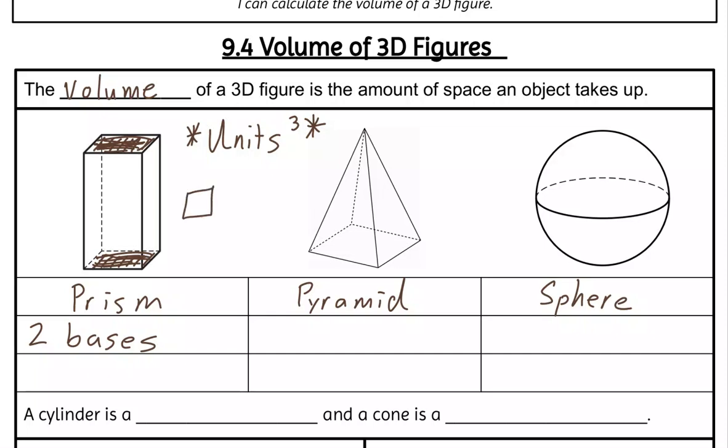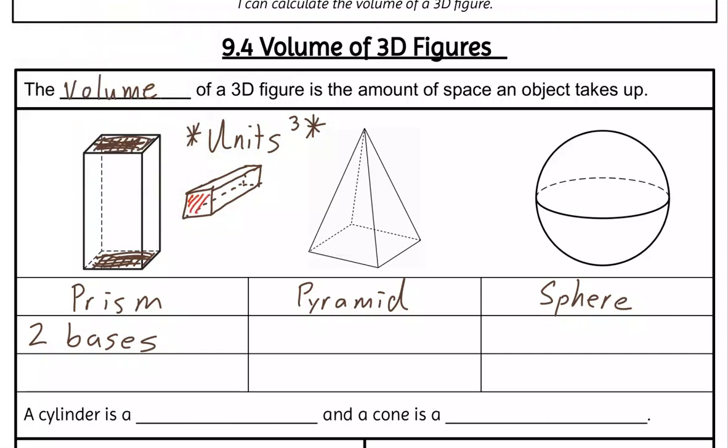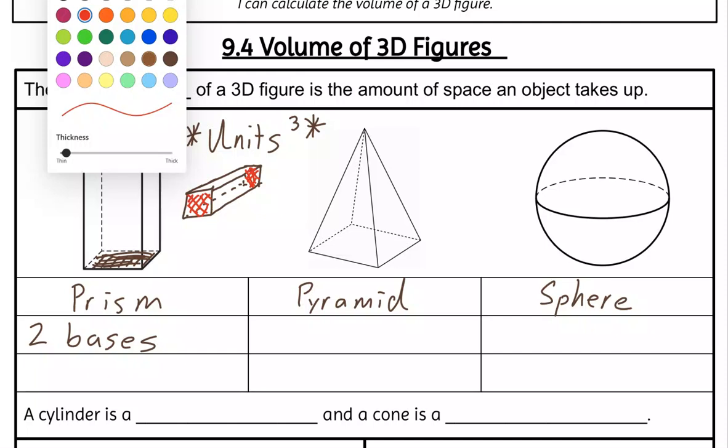Now, if I were to draw a rectangular prism like this, then my two faces would be this one right here up at the front and this one way back here, because those are my two faces that are the same. So now let's go ahead and continue on.